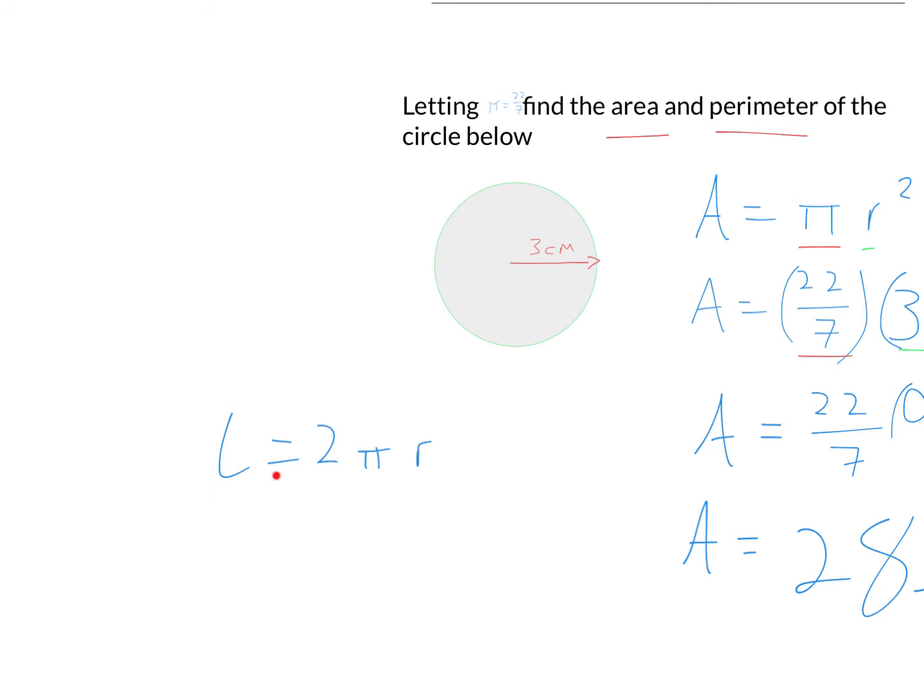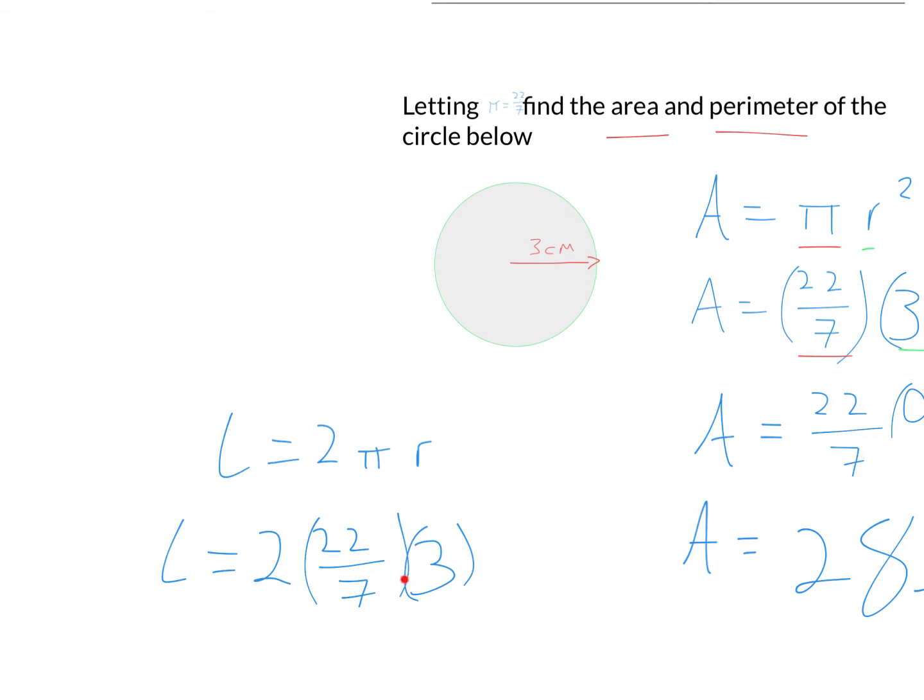Again, you usually get marks for just writing out the formula. We usually get marks for just subbing it in as well. So let's rewrite it, but sub in what we can. 2 is just going to stay as 2. Pi is 22/7. And our radius is 3 centimeters. Now all that we have to do is multiply these three things by each other, right?